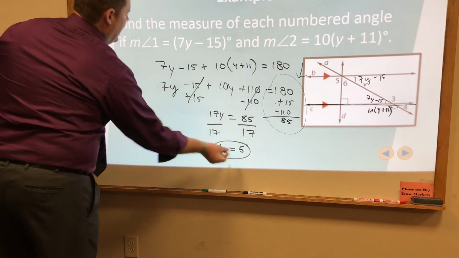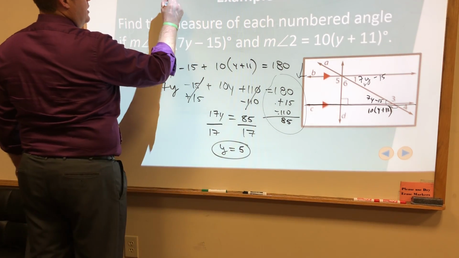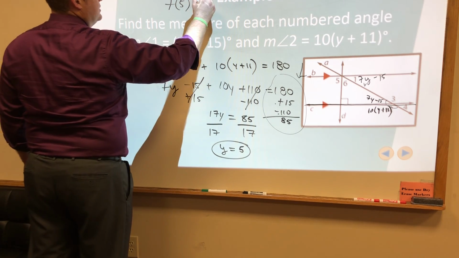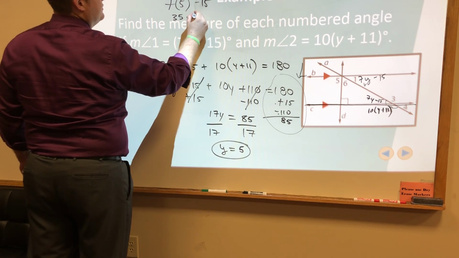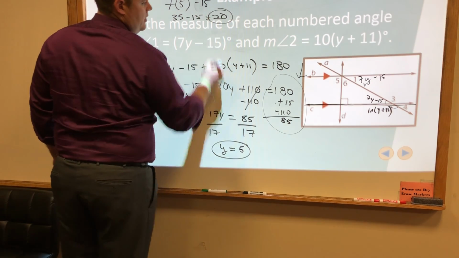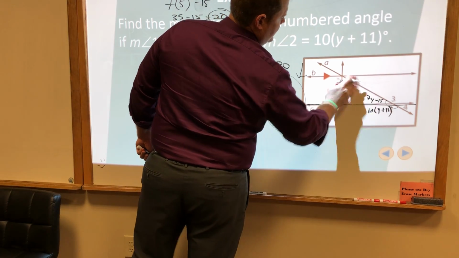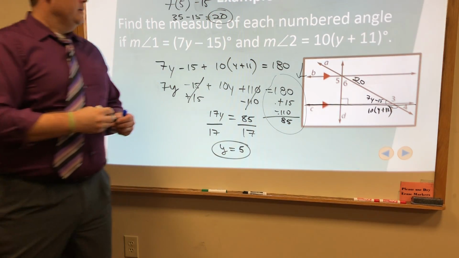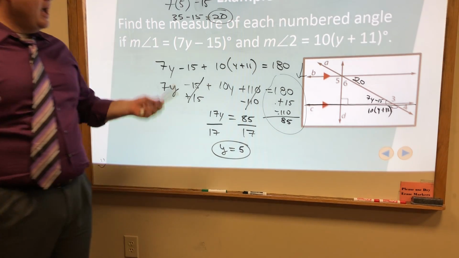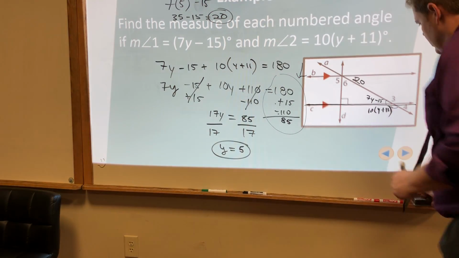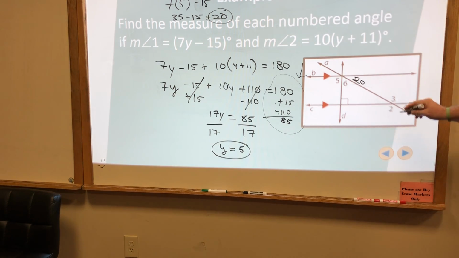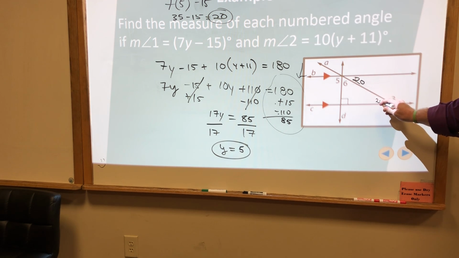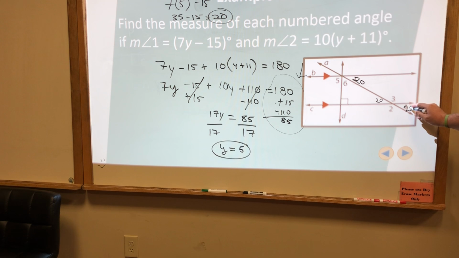Now, we take our 5 and we plug it back in. We do substitution. 7 times 5 plus minus 15. Well, 7 times 5 is 35. Minus 15 is 20. So, angle 1 is really going to be a 20. Now, can I find any other ones? Yep. All right, so here we go. If that's 20, then this is 20, right? And angle 4 is 20.